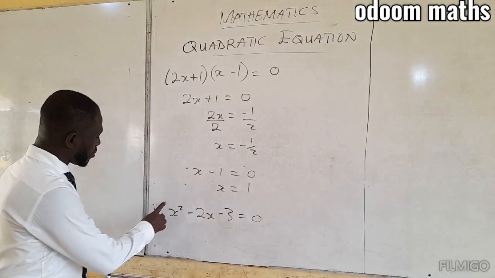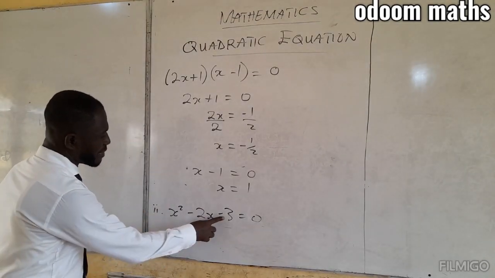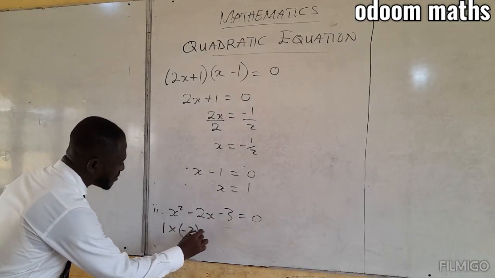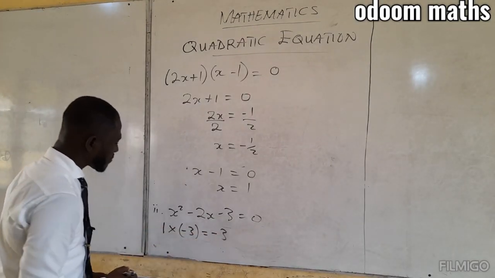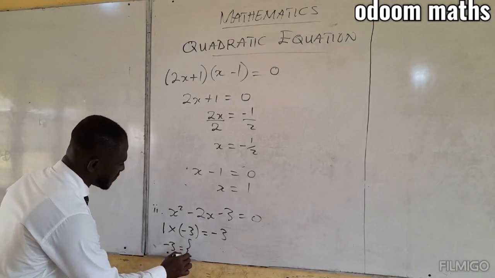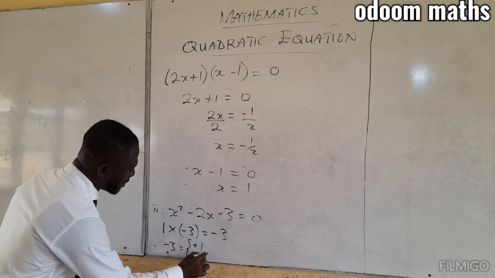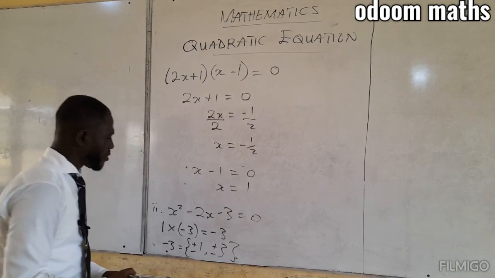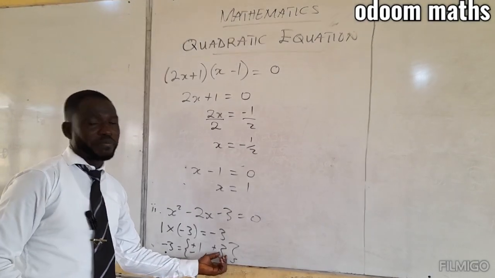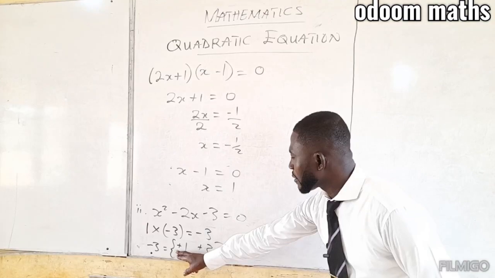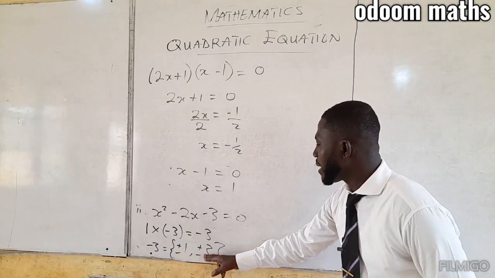So positive 1 times negative 3 becomes negative 3. So the factors of negative 3, we have plus or minus 1, plus or minus 3. This is because 3 is a prime number, so that is why we are getting two factors. Plus or minus 1, plus or minus 3.